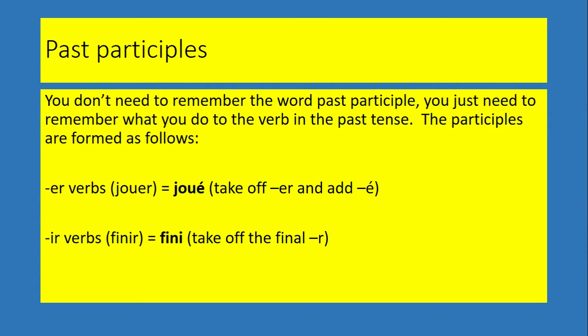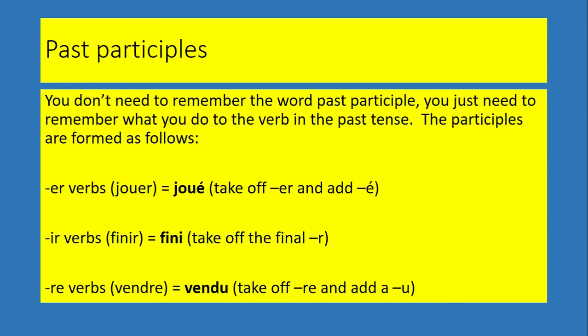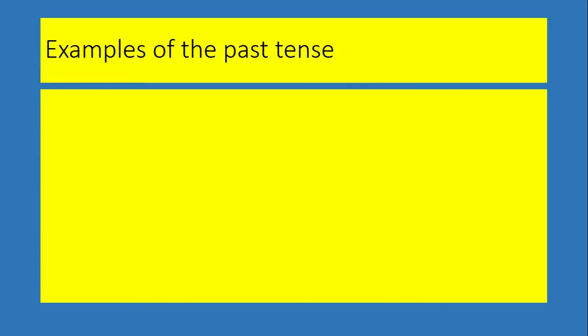For verbs that finish in IR, like finir, take off the IR ending and add an I. Or you could just take off the R. It's probably an easier rule to follow, to be honest. And the RE verbs like vendre, which means to sell, vendu is the participle, so take off the RE and add a U. So you need a subject, you need to use part of the present tense of the verb avoir and a participle. So an ER verb becomes E accent, an IR verb becomes an I, an RE verb becomes a U. Done. Easy.